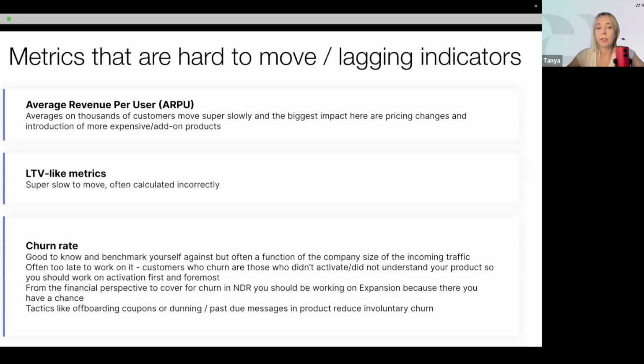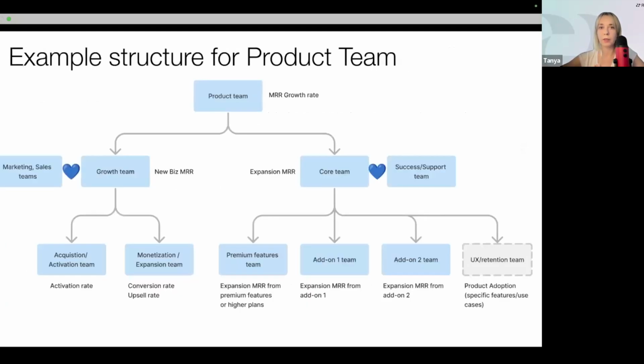And from the financial perspective, to cover for churn in dollar retention, you should be working on expansion, because there you actually have a chance. There are tactics like offboarding flows, coupons for people who cancel, and dunning and past due messages that reduce involuntary churn, which are nice to have but not strategic. This is something you can do once and move on to something more interesting.